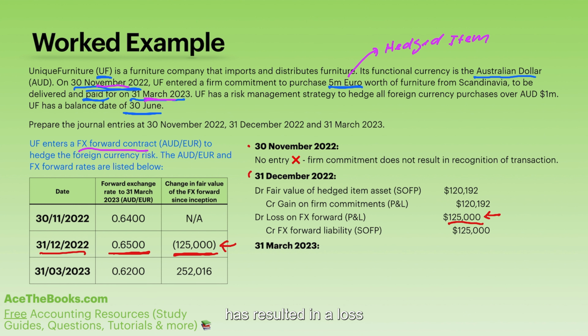Given the fair value movement has resulted in a loss, and we are not settling the derivative as at the 31st of December, which is when we are recording this journal, the other side of the entry is going to be a liability. It is a liability because we have a future obligation to close out this FX forward at 31st of March, which is currently sitting in a loss position. So that is step one done. We have recognized the movement in the fair value of the hedging instrument.